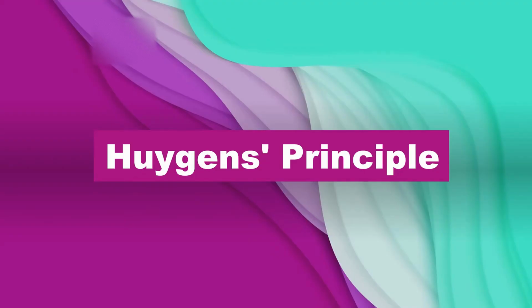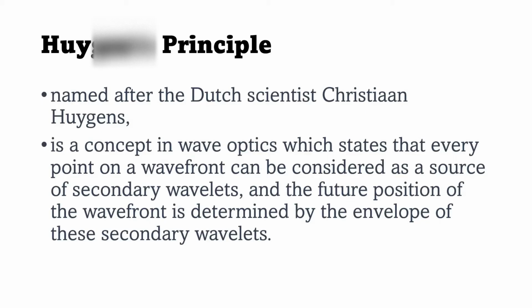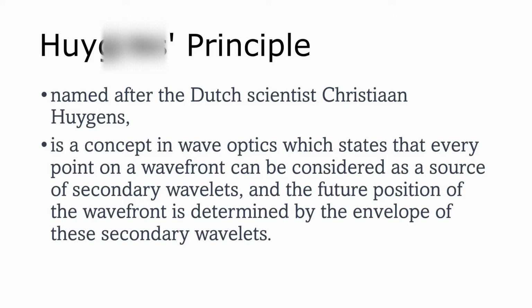Huygens' Principle. Huygens' Principle is named after the Dutch scientist Christian Huygens. It is a concept in wave optics which states that every point on a wavefront can be considered as a source of secondary wavelets, and the future position of the wavefront is determined by the envelope of these secondary wavelets.